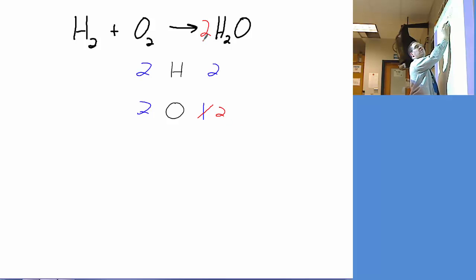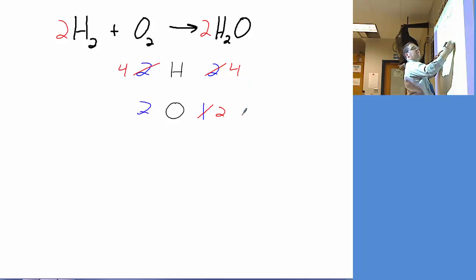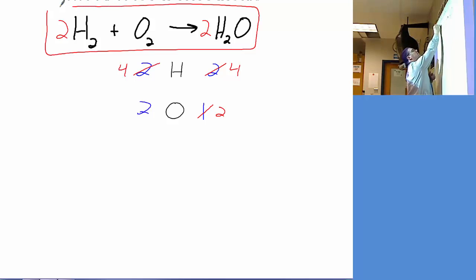Now coefficients apply to everything that's in the formula that they come before. So not only does it affect the number of oxygens, it also affects the number of hydrogens. So 2 times 2 updates this to 4, which means we need to come back over here, and now we're going to need a coefficient of 2 in front of H2 to make that 4 hydrogens. And so we've got the same number of hydrogens, same number of oxygens, and so this would be a balanced equation.